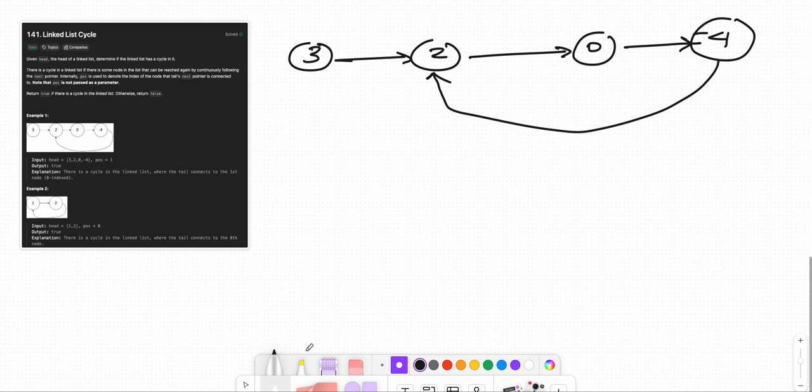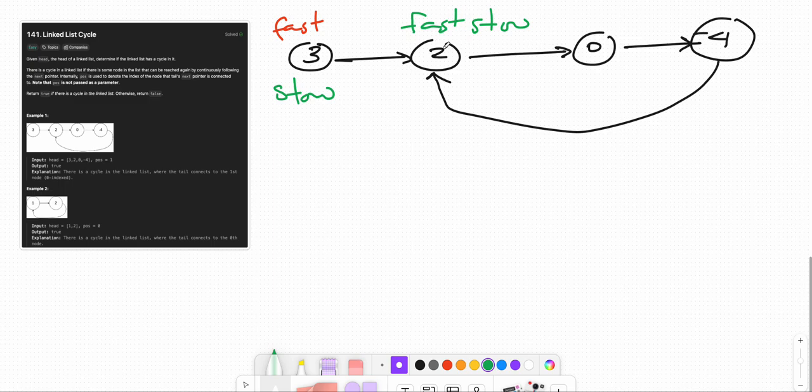The standard algorithm is the fast and slow, two pointers approach. One is a fast pointer and one is a slow pointer. Fast moves twice, right? But because there is a cycle, at some point both fast and slow will meet.